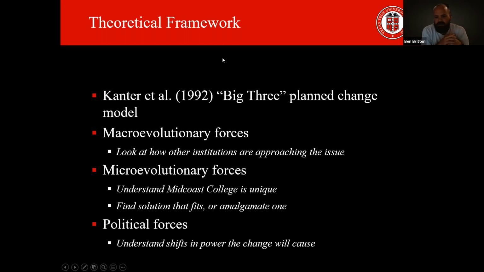So the theoretical framework we're going to be using is Cantor et al.'s Big Three Plan Change Model. The way this one works is it looks at the macro evolutionary forces for change, which are looking at what other institutions have done, the micro evolutionary forces for change, which is understanding that just because other schools did these things in their change, you're still a unique institution, okay? Try to find things that work for you, put them together, make them work for you, or create your own. And then the political forces for change. So how is this change that you're making going to shift the power within this department or institution? So you need to understand that too within this model.